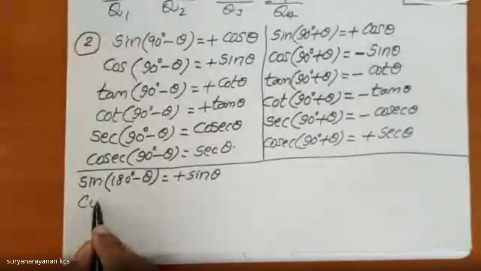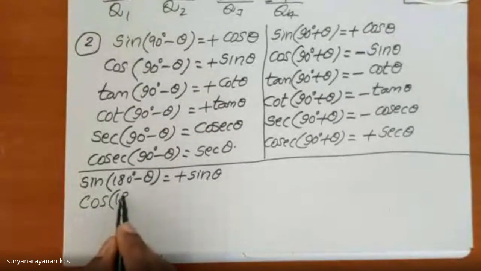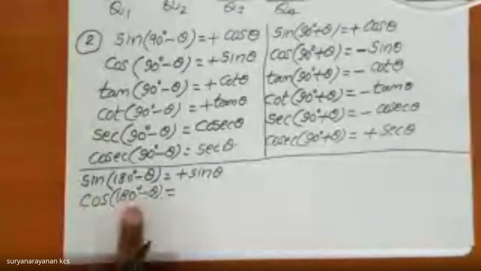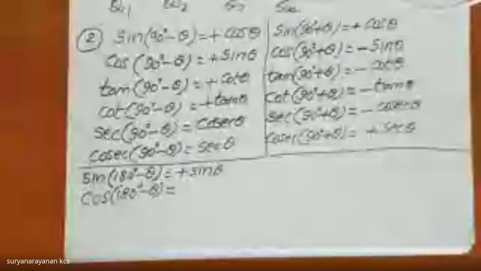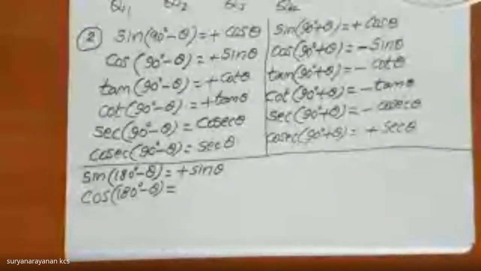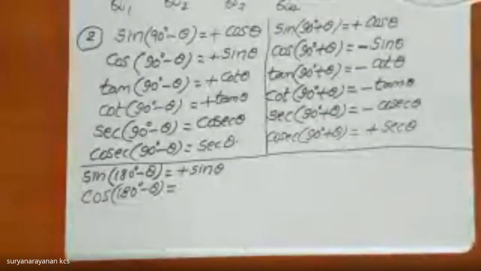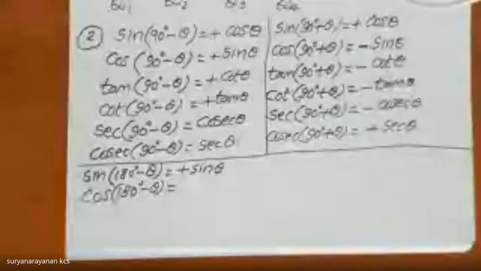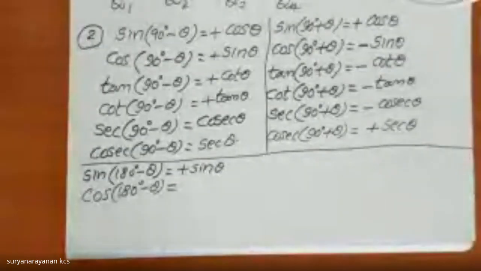Similarly, cos 180 degrees minus theta. In the second quadrant, remember this point, my children. This angle is in the second quadrant. First, you have to identify the sign. What is the sign here? Positive sign or negative sign? Yes, very good. Minus.